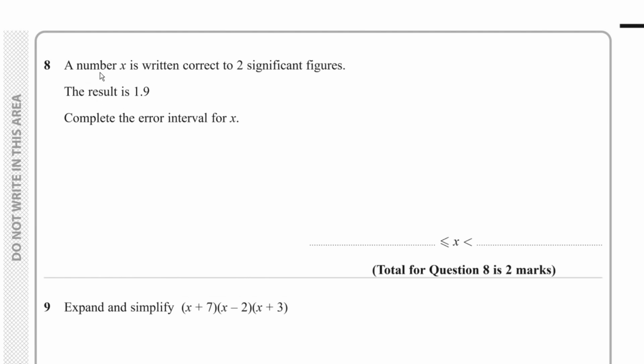Question number 8. A number x is written correct to two significant figures. The result is 1.9. Complete the error interval for x. The lower bound is 1.85. The upper bound is 1.95. So the error interval is 1.85 is less than or equal to x, which is less than 1.95.